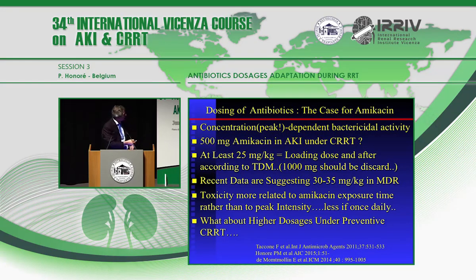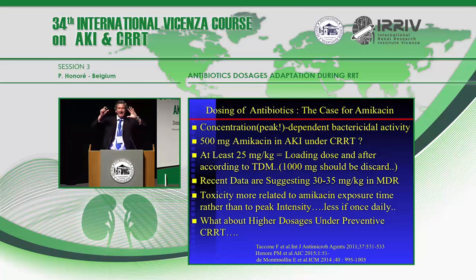And then according to therapeutic drug monitoring, the first dose is associated with survival. So keep this in mind. This is very important. Recent data for resistant bugs are really suggesting 30 to 35 milligrams per kilo, especially during CRT. And toxicity is more related to the exposure time and if it's done once daily.